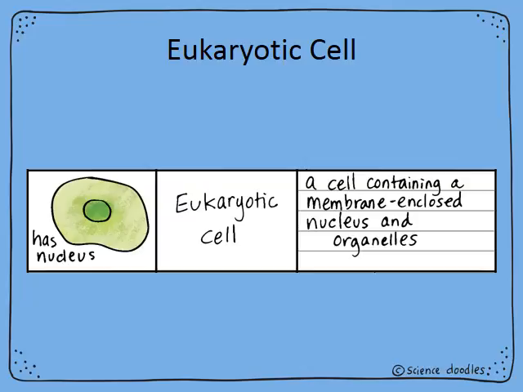So our first word is eukaryotic cell. Even though it starts with an E, you ignore the E and it's pronounced eukaryotic. A eukaryotic cell is a cell containing a membrane enclosed nucleus and organelles. If you look at this picture on the left, it kind of looks like a green egg. The light green part is the main part of the cell and the dark green part is the nucleus. And that's what's going to keep the DNA in it.